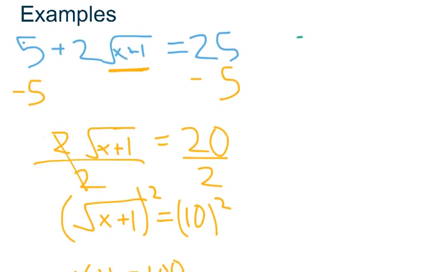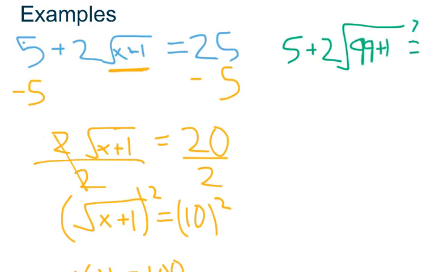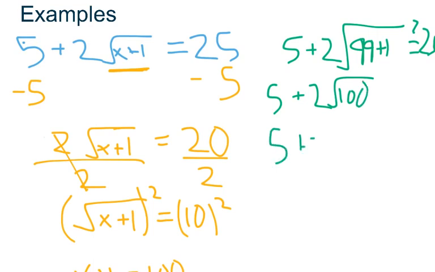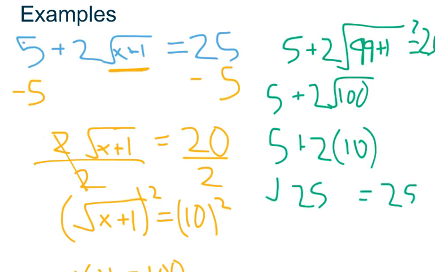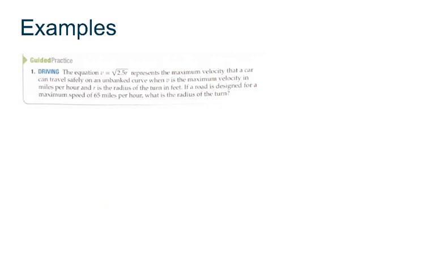So we'll have 5 plus 2 times the square root of 99 plus 1, and we have to see if this equals 25. So we'll have 5 plus 2 times the square root of 100, and then that's 5 plus 2 times 10, and that does equal 25, which is what we wanted it to equal, so we are good to go. For my final example, we'll take a look at a word problem.